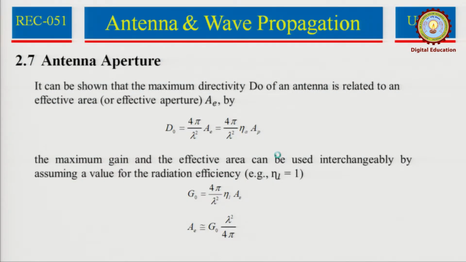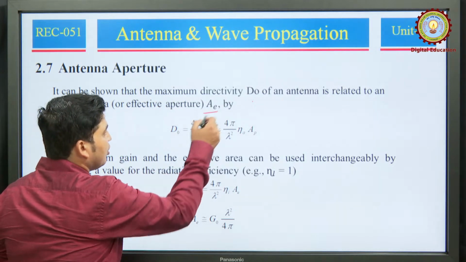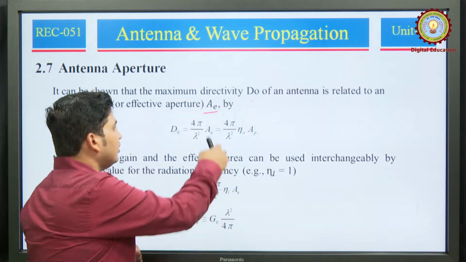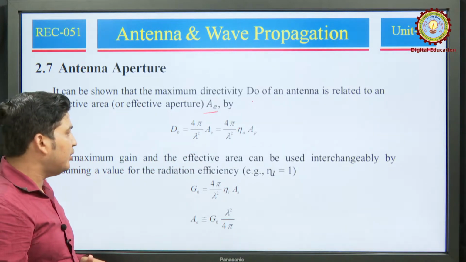Now, the next topic is antenna aperture. Antenna aperture is nothing but the maximum directivity D naught of an antenna is related to the effective aperture A_E by this formula. D naught is nothing but 4 pi A_E upon lambda square. Okay. So, this way we can define this formula, 4 pi A_E upon lambda square.